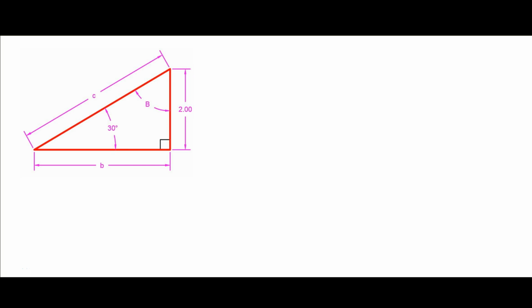For this next example, we have an angle side angle example. This is where we have two angles and one side. So here I know this 30 degrees. I know that this is a right angle, and I know this side. That's two angles, one side.